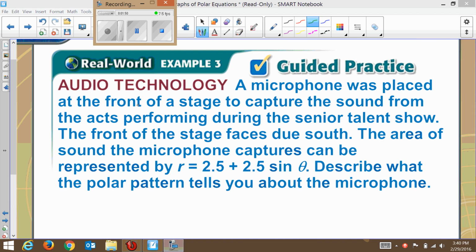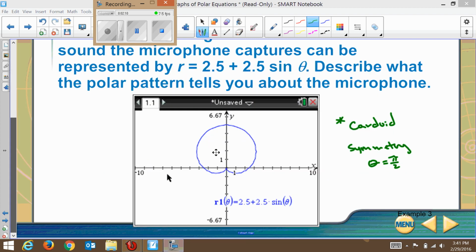Now here's a problem for you to try. You can stop the video to try to graph it and come up with a picture. Now, I'm going to go over the answer choices. We're going to see what type of picture this is and what it tells you about the microphone. Here's the picture. What would this tell us about the microphone?